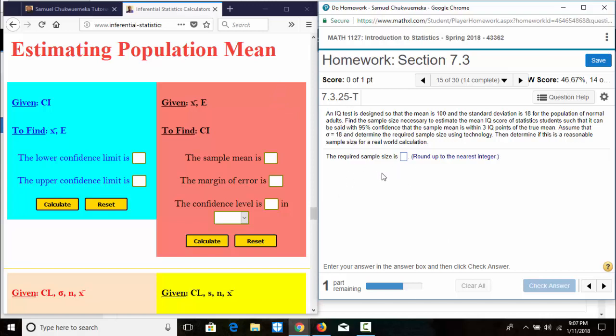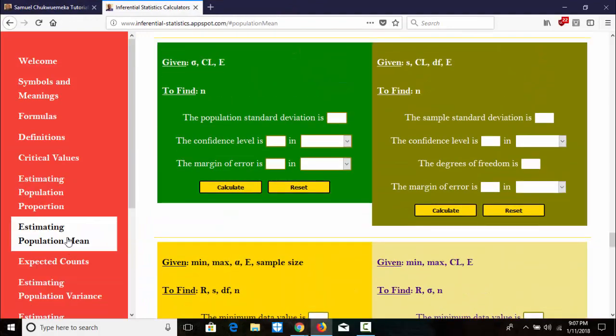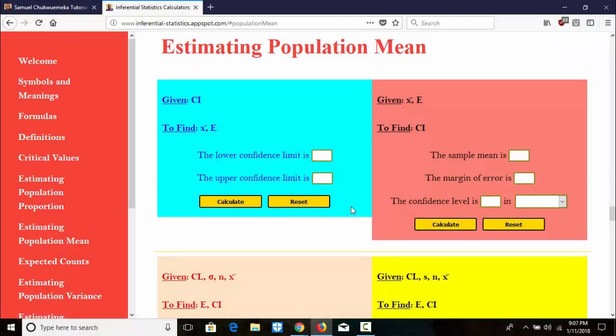I don't think StatCrunch calculates sample size. It does not. So I'm going to use my calculator. Now we want to find n. And they gave us the population standard deviation. So I'm going to make this bigger. This is still estimating a population mean.